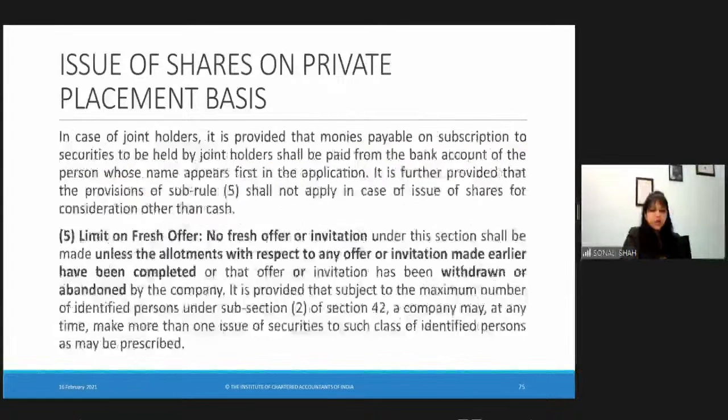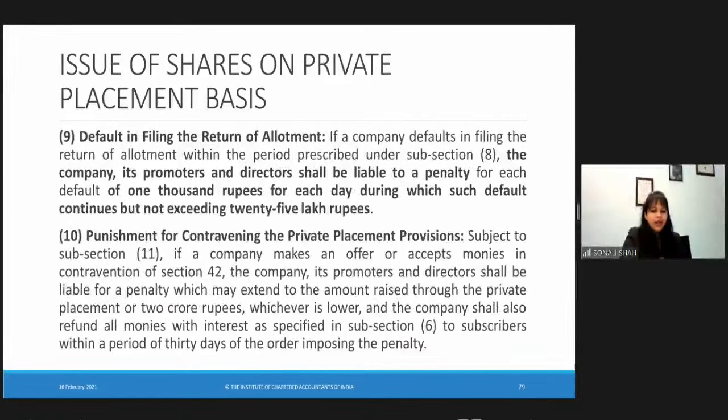So I just told you, Ashok, that if the company fails to file the return of allotment of securities, in that case, the company, the promoter and director will be liable for a penalty of 1,000 rupees every day till the period the default continues. So let's say if the company was supposed to file the return by 20th February and it filed the return only on 2nd of March, for the number of days the default was there, it will be liable for a penalty of 1,000 rupees per day, but it cannot exceed 25 lakh rupees. So the liability is on the company, the promoter and director, all of them.